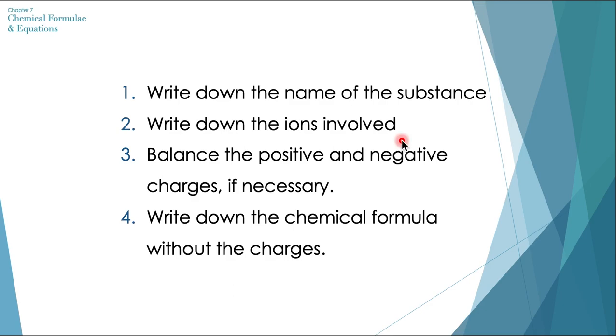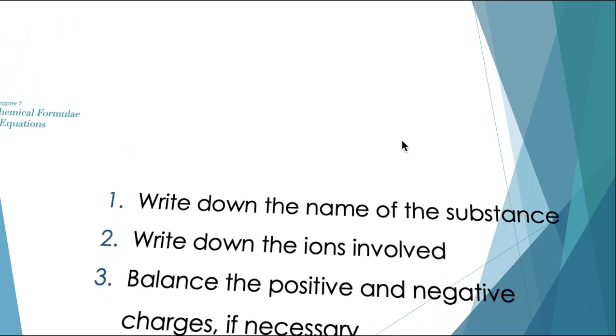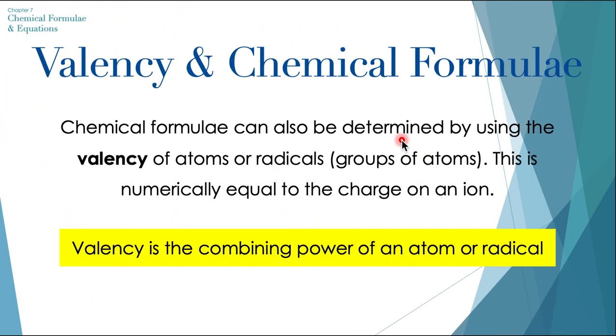So we're going to move ahead on to understanding valency and chemical formulae. Chemical formulae can also be determined by using the valency of atoms or radicals. As I said before, the group number indicates the number of valence electrons. Carbon is in group 6. That is why its valence electrons is 6.